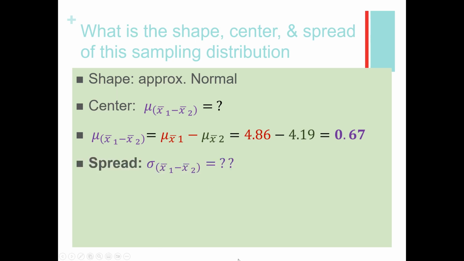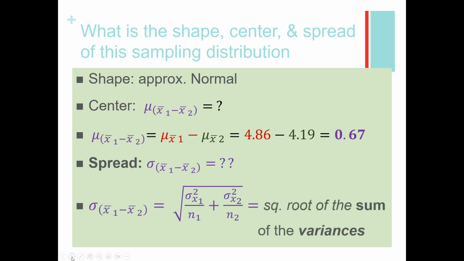What about the spread for the difference of sample means? The standard deviation for the sampling distribution of the difference of sample means. Now if we remember from before, when we have independent random variables, we cannot just take the difference of the standard deviations or even add them together. What we actually have to do is find the variance of each, add those variances together, and then take the square root. So the standard deviation of the sampling distribution for the difference of two means is really going to be the square root of the sum of the variances divided by each of their respective sample sizes.